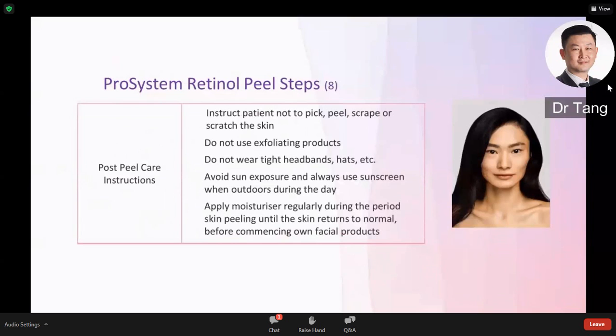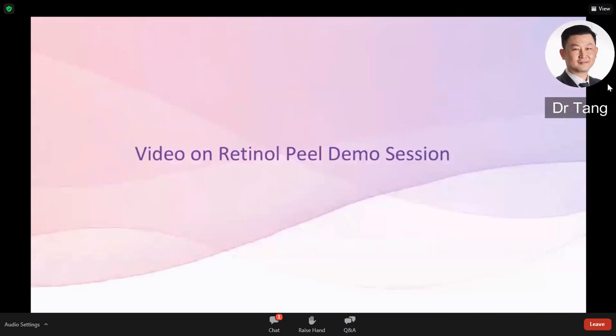It is important for us to provide post-peel skincare instructions to our patients clearly. We need to instruct our patients not to pick, peel, scrape, or scratch the skin. They are not allowed to use exfoliating products within the first 1 week after the chemical peel, and should not wear tight headbands or hats, and should avoid sun exposure. They should always use sunscreen when outdoors during the day, and apply moisturizer regularly during the period of skin peeling until the skin returns to normal, before recommencing their own facial products.